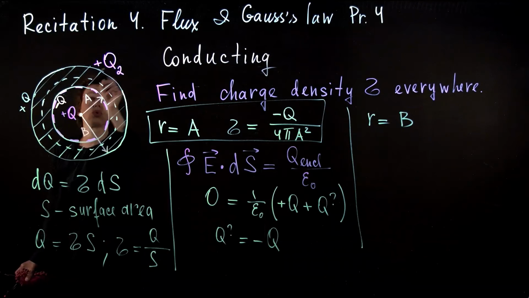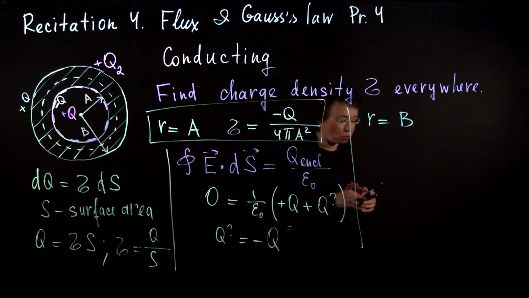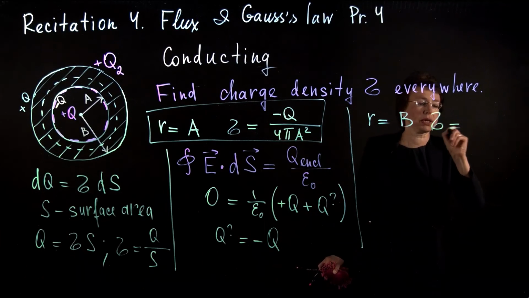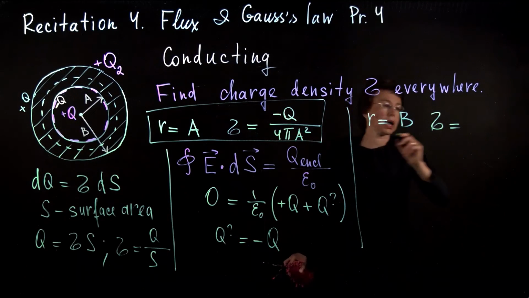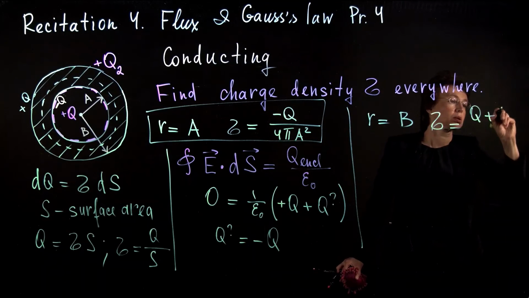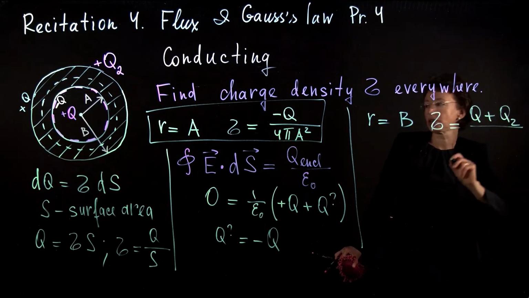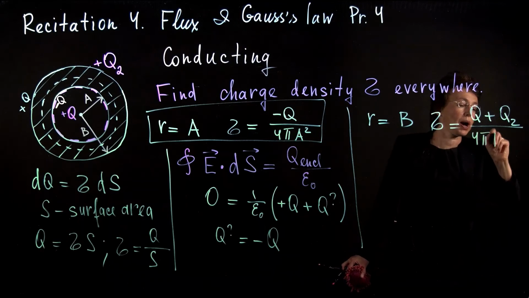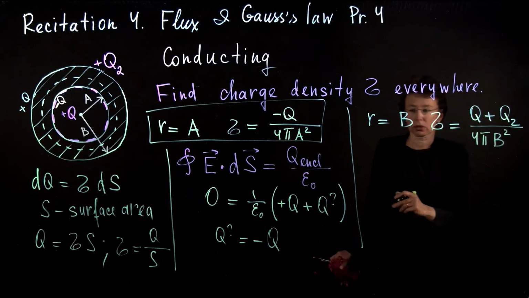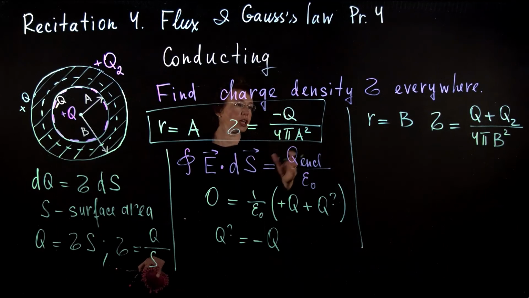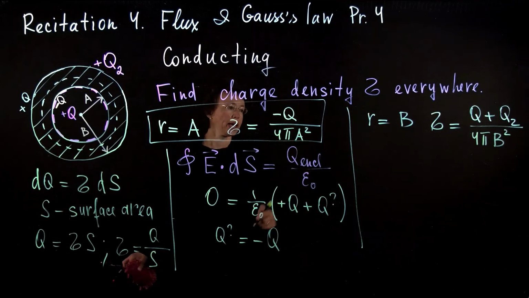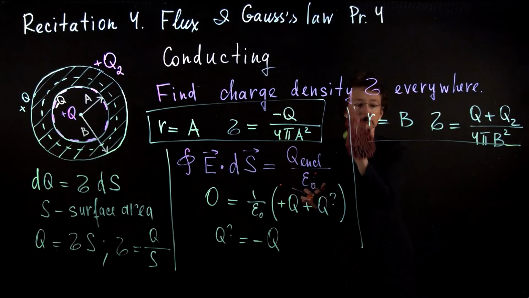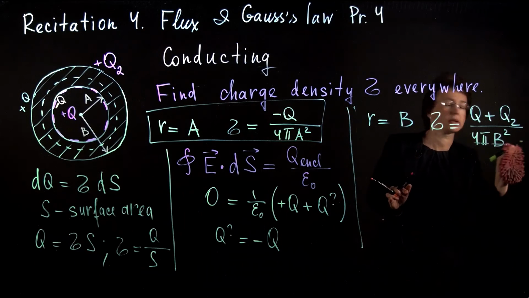So what is the total charge now on the outer surface of this shell? We have plus Q and plus Q2. Sigma will be equal to Q plus Q2 divided by the surface area, which is 4 pi b squared. So we found the charge density sigma everywhere, at R equals A and at R equals B.